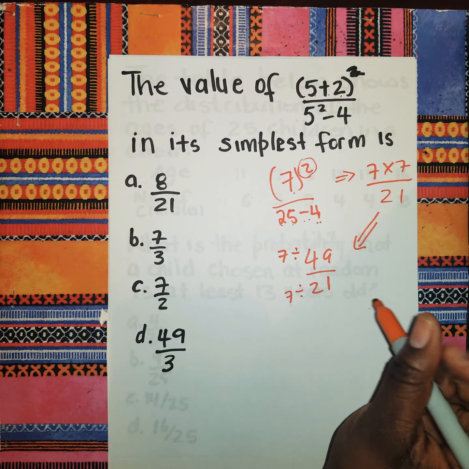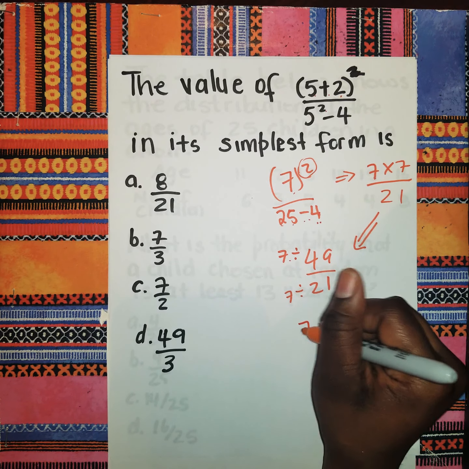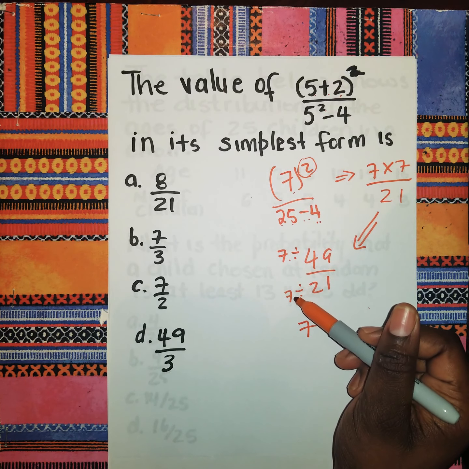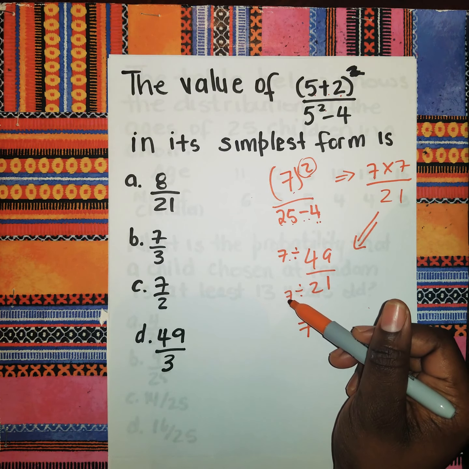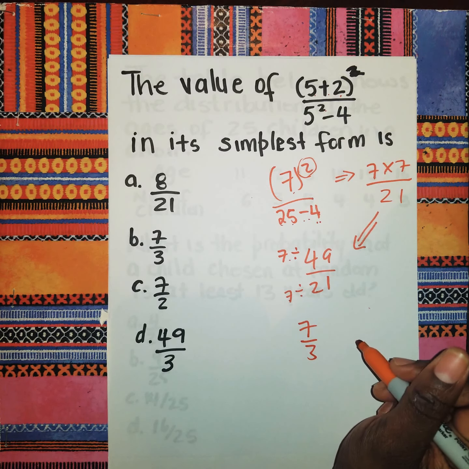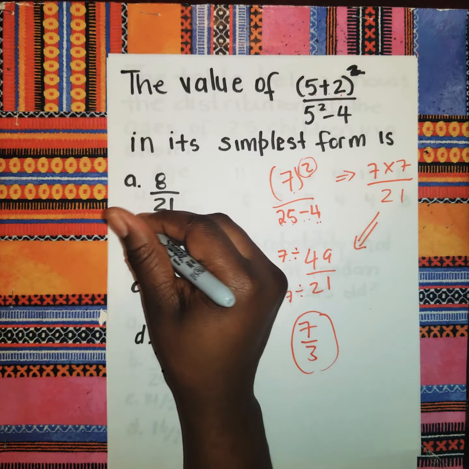7, 7, 14, yeah. So 7 into 49 goes 7 times, and 7 into 21 goes 3 times. So the answer is 7 over 3, which is B.